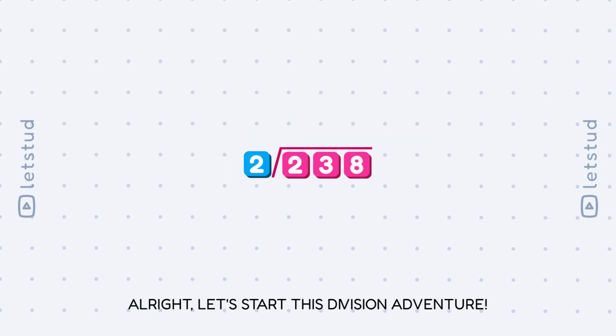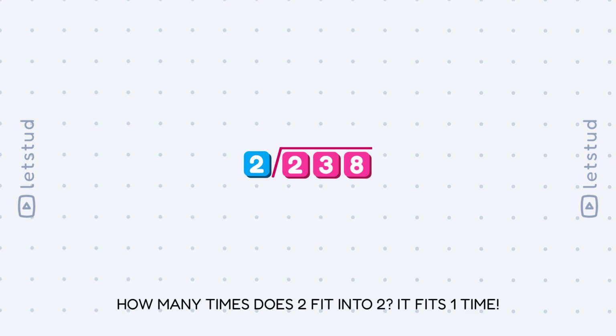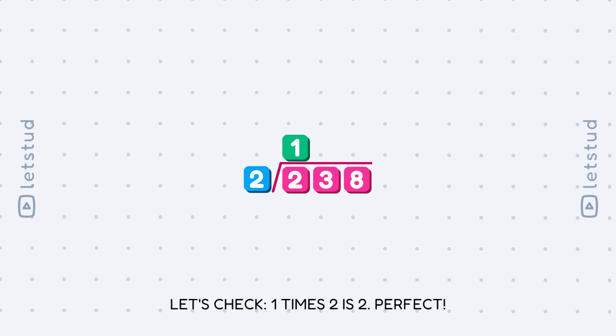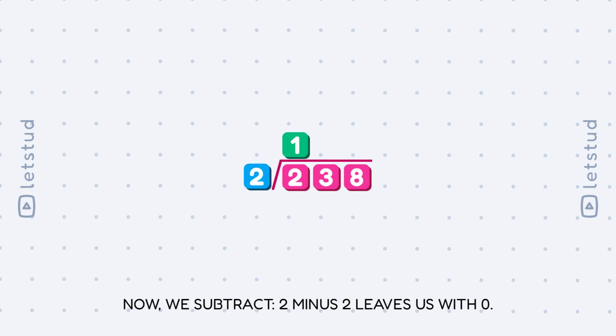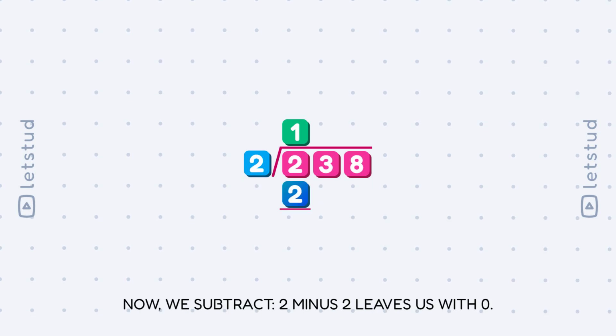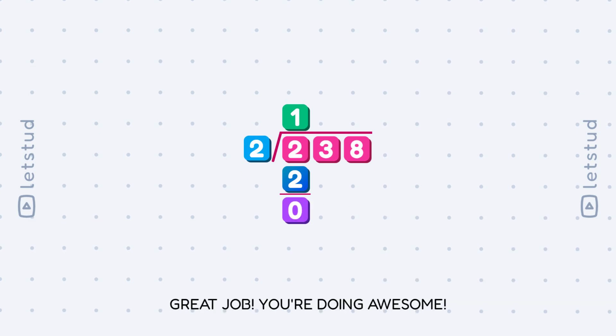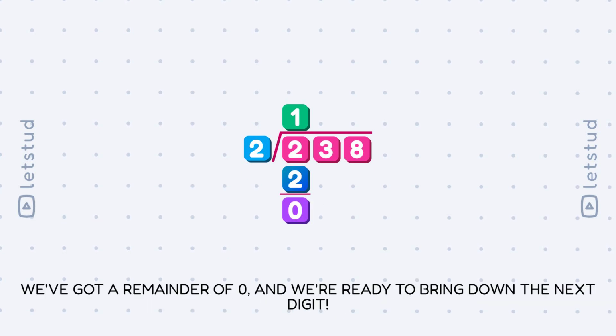Alright, let's start this division adventure. We're bringing down the first digit, which is 2. How many times does 2 fit into 2? It fits 1 time. Let's check. 1 times 2 is 2, perfect. Now we subtract. 2 minus 2 leaves us with 0. Great job, you're doing awesome. We've got a remainder of 0, and we're ready to bring down the next digit.